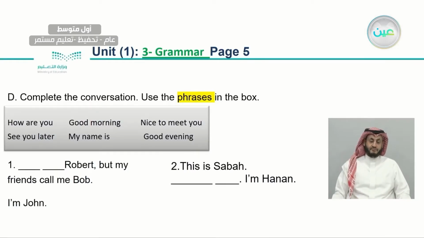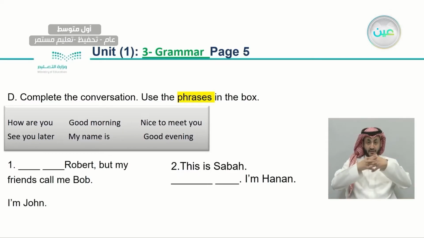Letter D, complete the conversation, use the phrases in the box. First phrase is, how are you? This is how to start a conversation with anyone. See you later, this is how to say goodbye when you're leaving the room. Good morning, it's a kind of greeting in the early morning. My name is, this is how you introduce yourself to people. Nice to meet you, this is a kind way to reply when someone is meeting you for the first time. Good evening, you would say that at evening time.